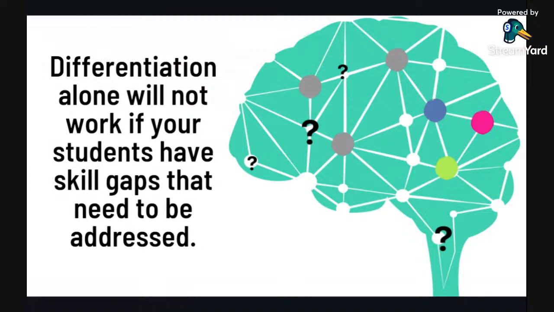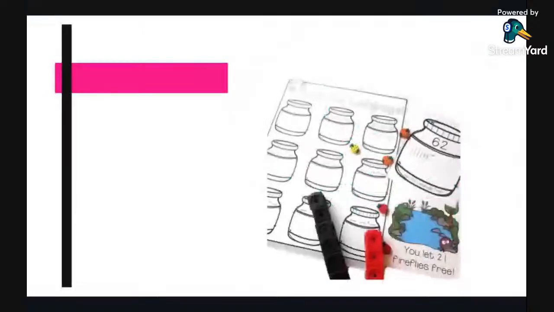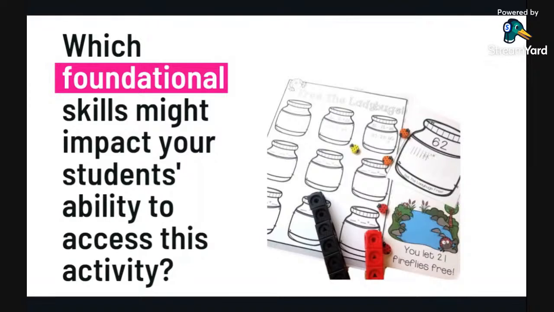But differentiation alone will not work for your students if they have skill gaps that need to be addressed. Okay, let's talk about exactly what that means. In this activity, students are starting with a certain number of fireflies in a jar, and then some of the fireflies are set free. You can see there's 62 fireflies and you let 21 free. And you can see that the students have linking cubes to use to support them in that activity.